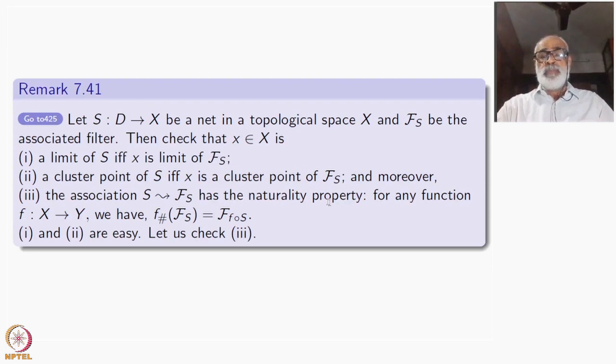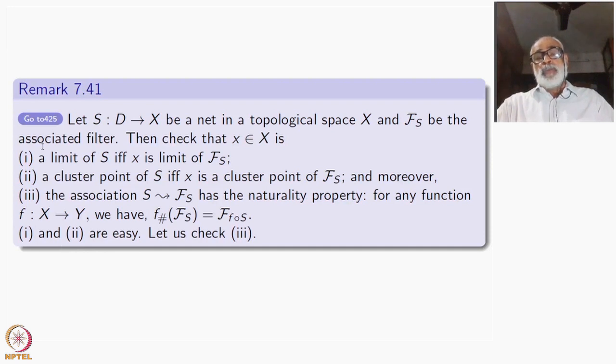The third one is very important here. The association S to Fs has the naturality property. For any function f from X to Y, we have f check of Fs is equal to F of f composite s. You take f composite s, that is another net. Take the associated filter, that associated filter is nothing but f check of Fs.